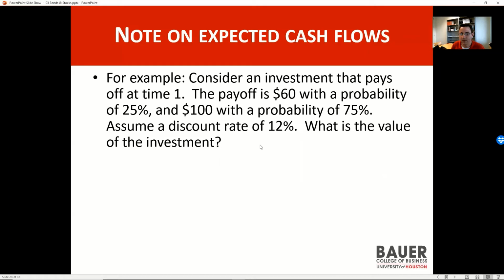So let's do an example in finance. Think about an investment that's going to pay at time 1. So you just have one cash flow that occurs at time 1. It's about the most simple example that we can think of, but we're going to use expected cash flows. The investment's going to have a $60 payoff with a 25% probability, and a $100 payoff with a probability of 75%. So two possible outcomes. One cash flow could be 60, it could be 100. We have a discount rate of 12%. So what is the value of this investment?